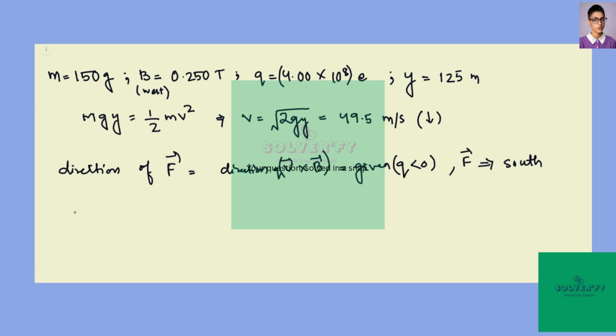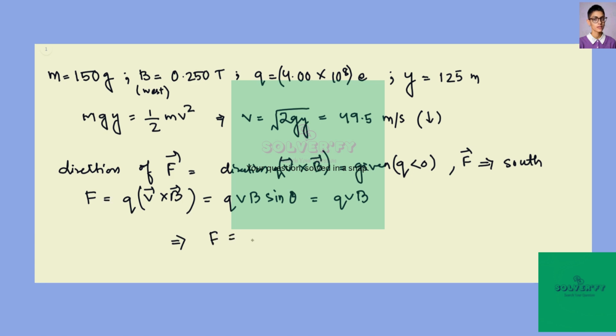So yeah. Now let's find the magnitude of force. So this is basically q times v cross B, as I wrote over here. This means that this is q v B sine theta, and theta is 90 degrees here because these two are perpendicular, and sine 90 is just 1. So we solve this and we get this value of force to be 7.93 times 10 to the power minus 10 newtons.